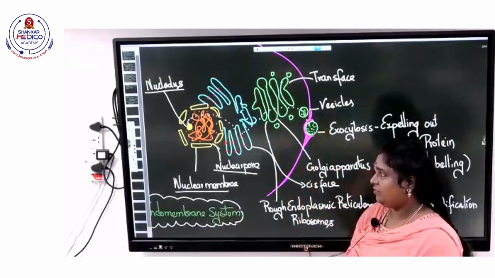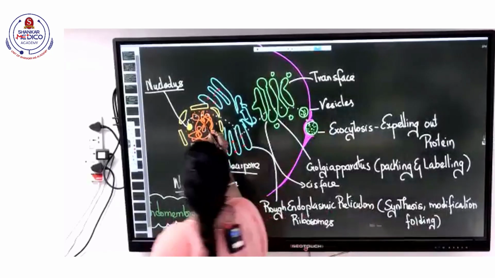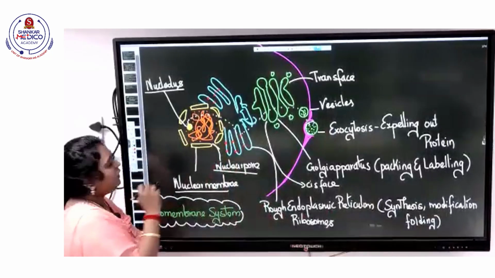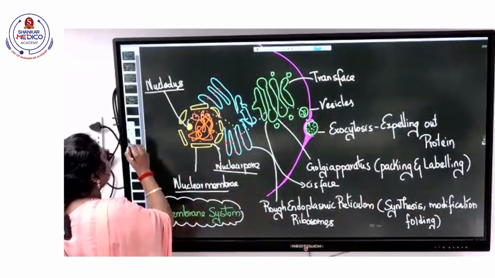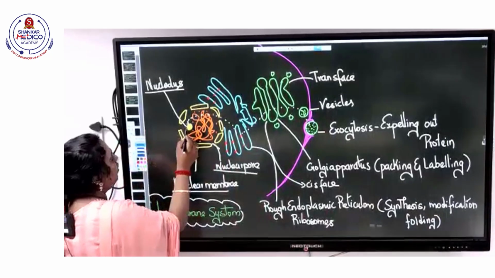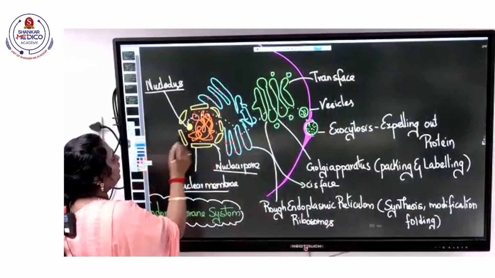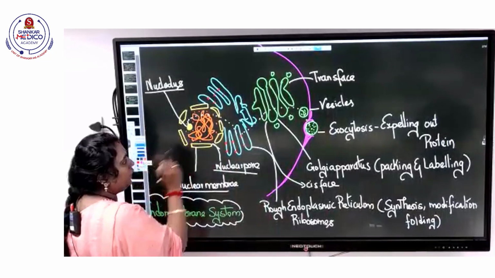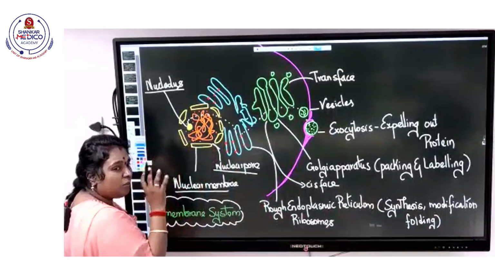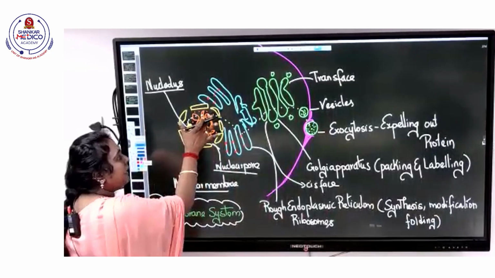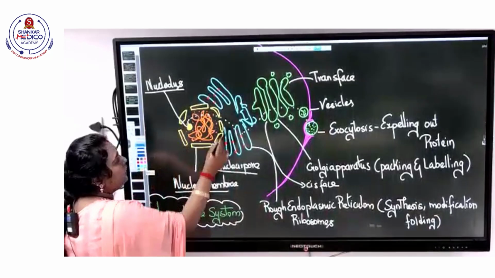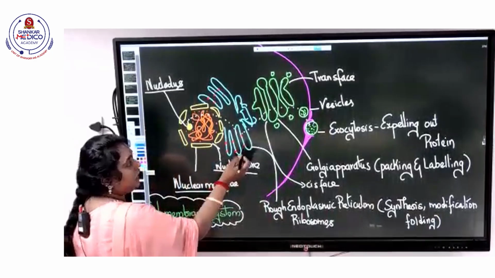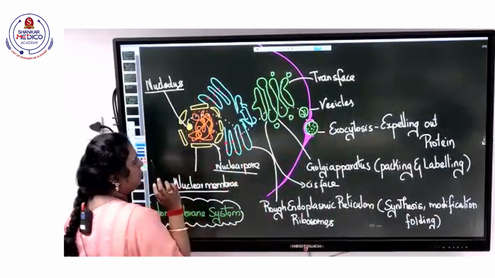Now we come to the function. This is the nucleus, and this yellow region is the nucleolus. The orange is the chromatin reticulum. This is a typical structure of a nucleus, followed by the rough endoplasmic reticulum, Golgi, and plasma membrane.